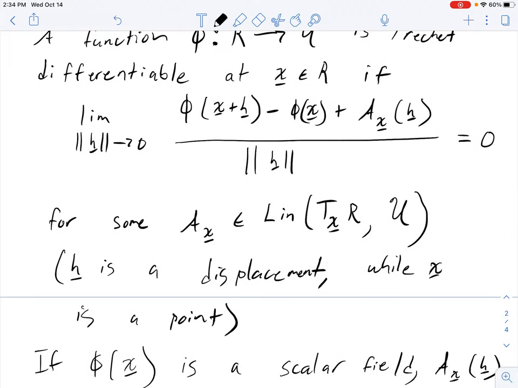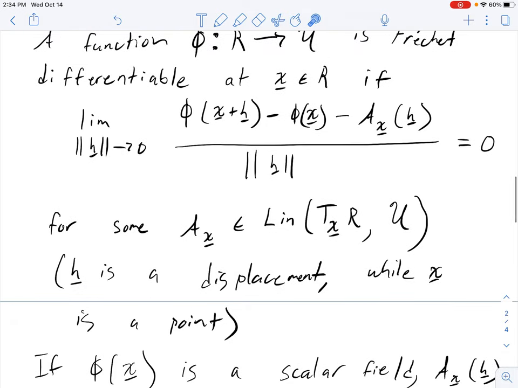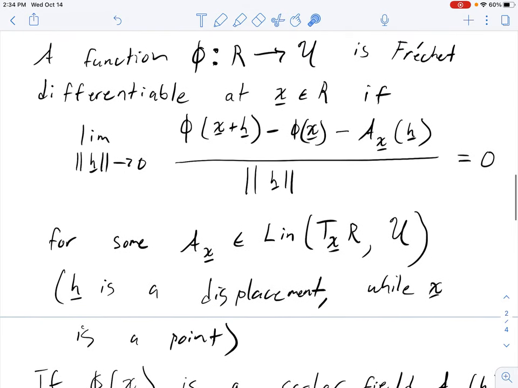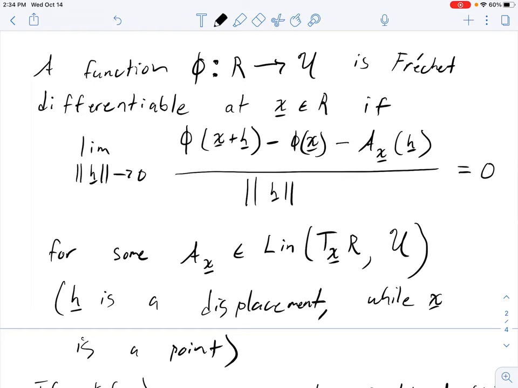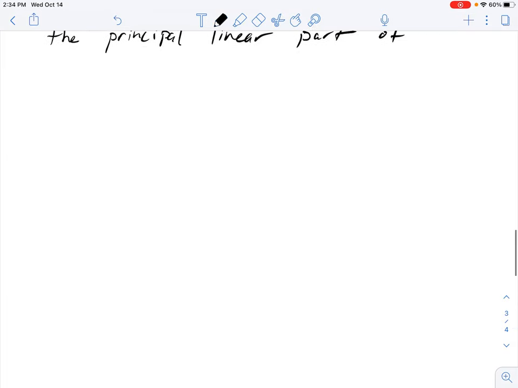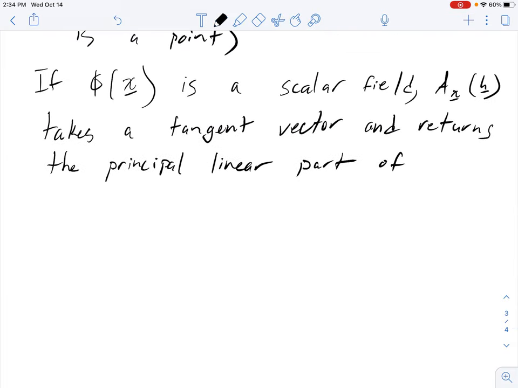Oopsies. There should be a minus. This here, I had to change to a minus. I don't know why I wrote it plus to begin with. That's clearly not correct. Also here, this is vector 0 in the vector space U. Let me fix that in my paper notes here so that I don't mess it up in the future.